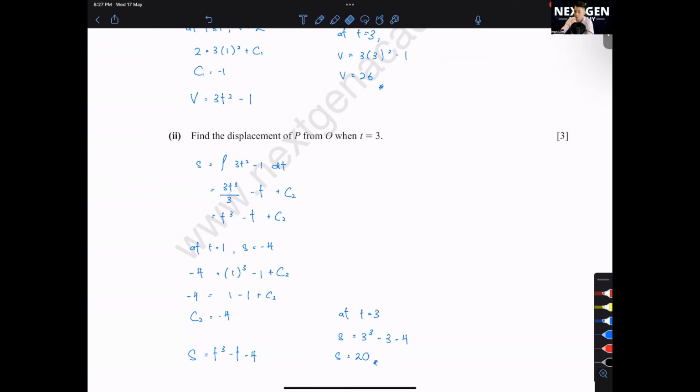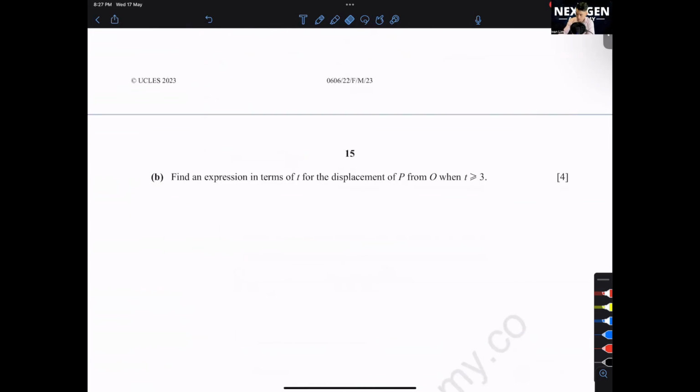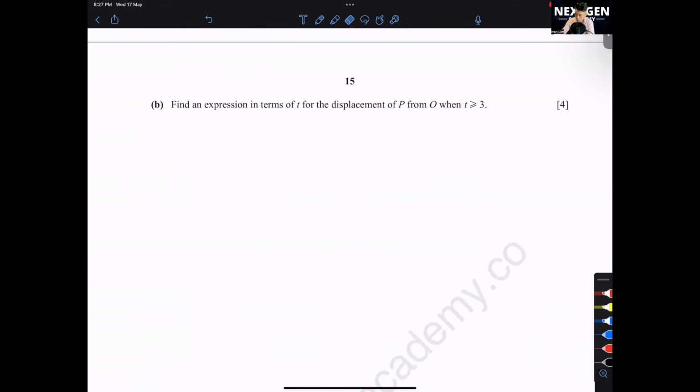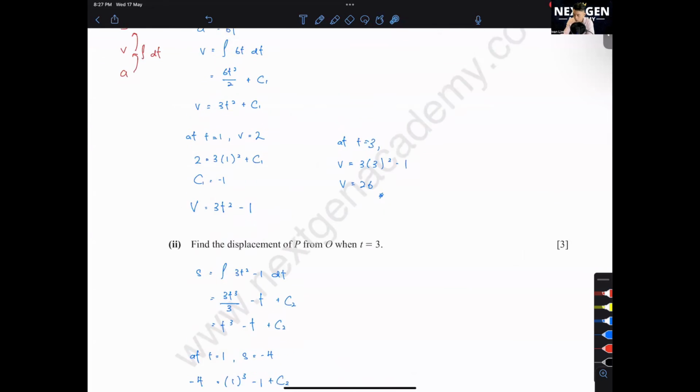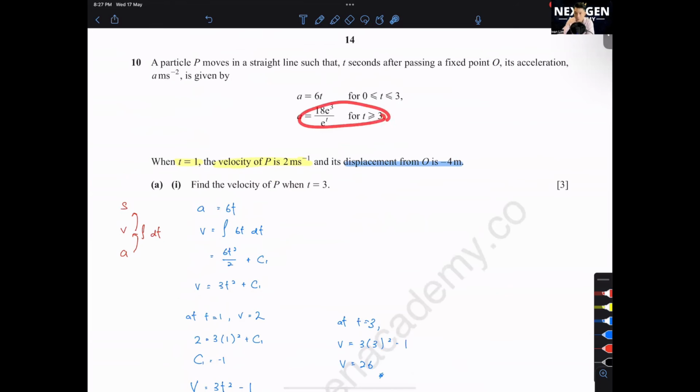Okay, then the last one. Okay, the last one over here. Now this is a fun one. They say, find an expression in terms of t for the displacement of p from O when t is more than or equals to 3. So basically, how can we find an equation? From here, I'm going to integrate to v, then integrate to s.